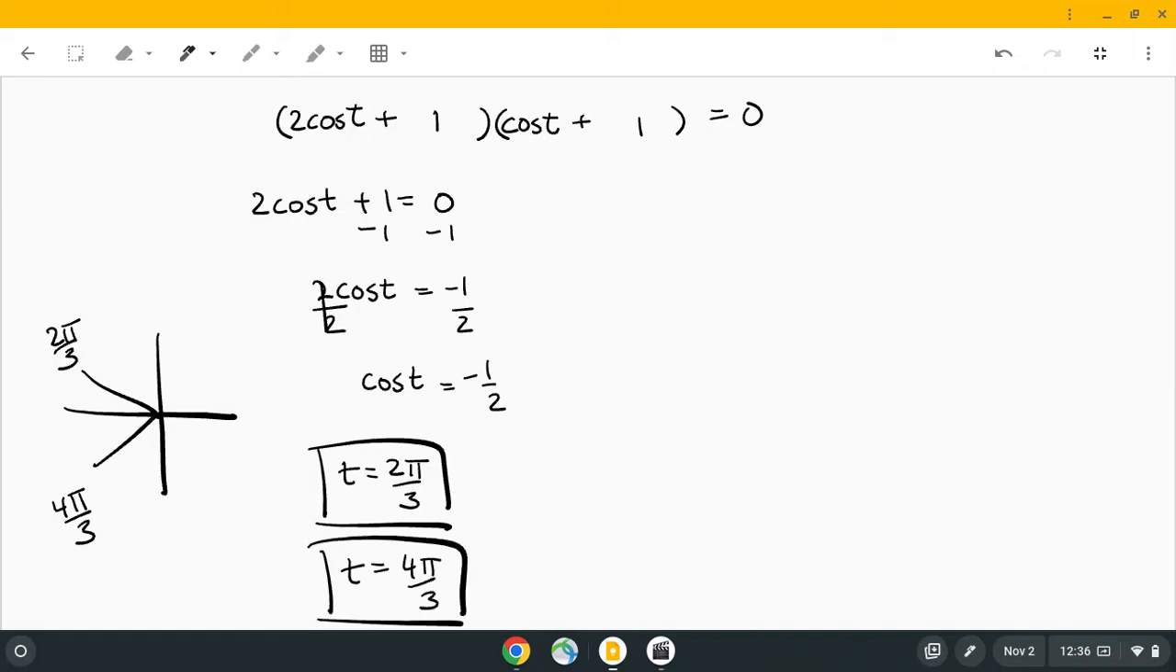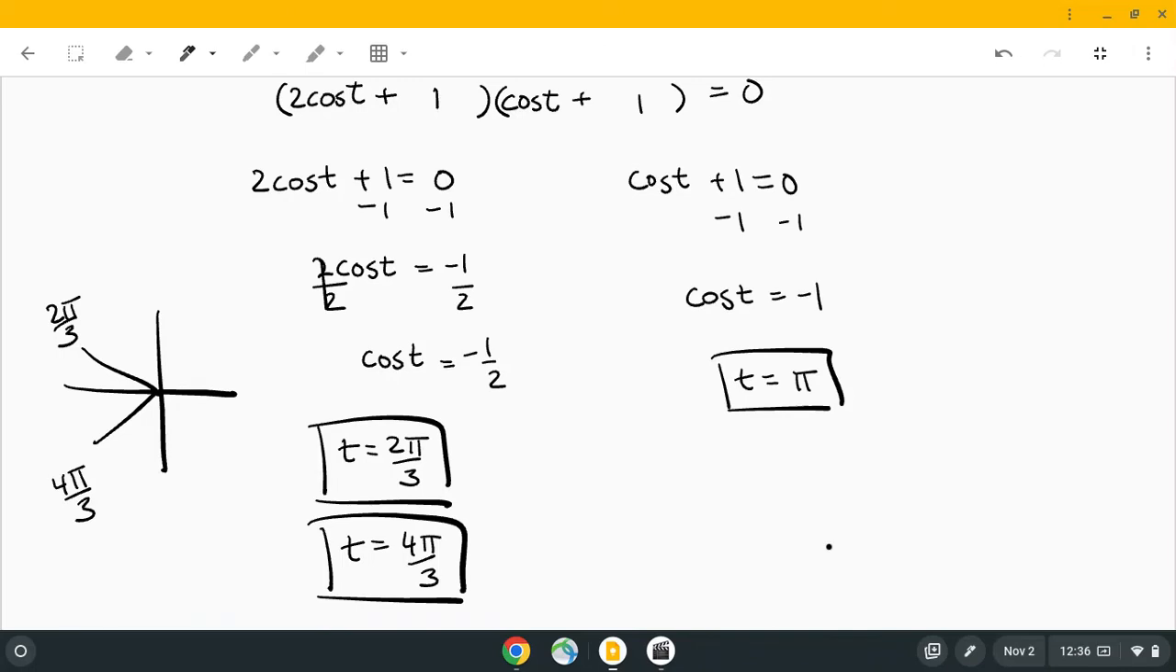Okay. Over here, cosine t plus 1 equals 0. So subtract 1 on both sides. We get cosine t equals -1. And we have that one memorized. That is at pi. So those would be your answers from 0 to 2 pi.